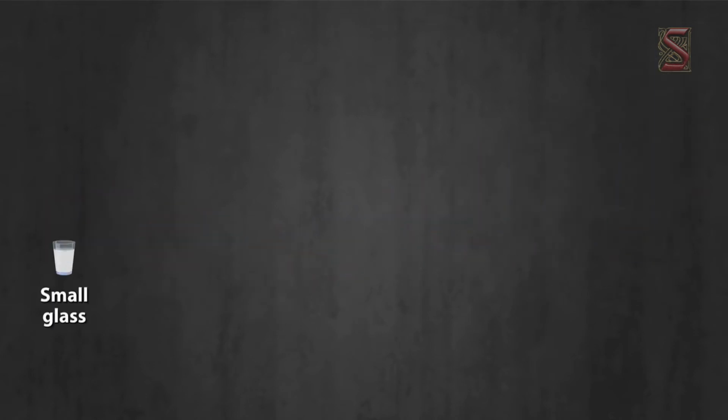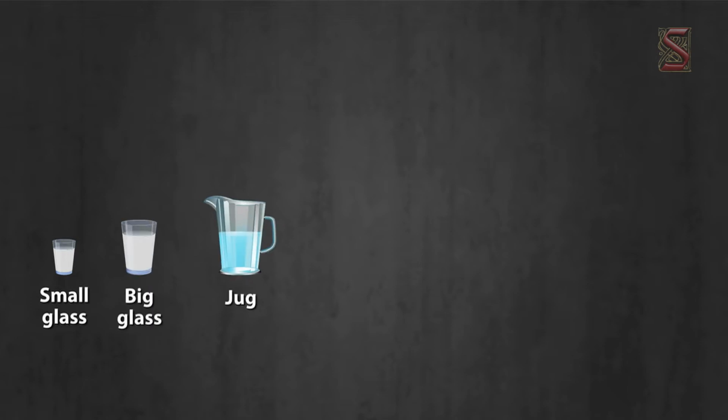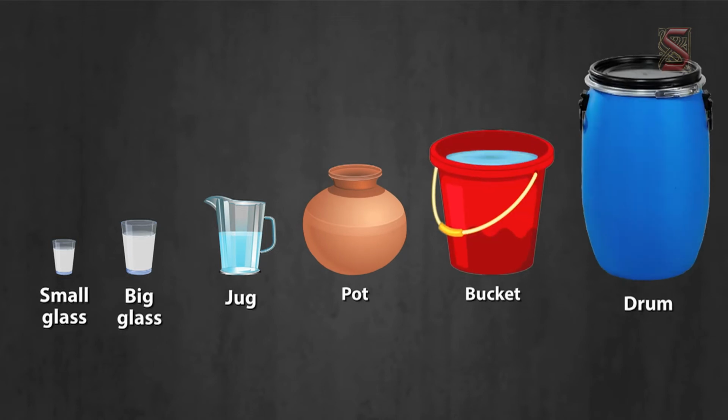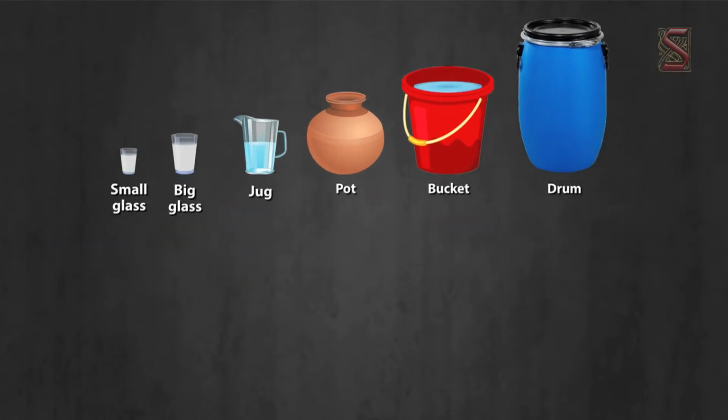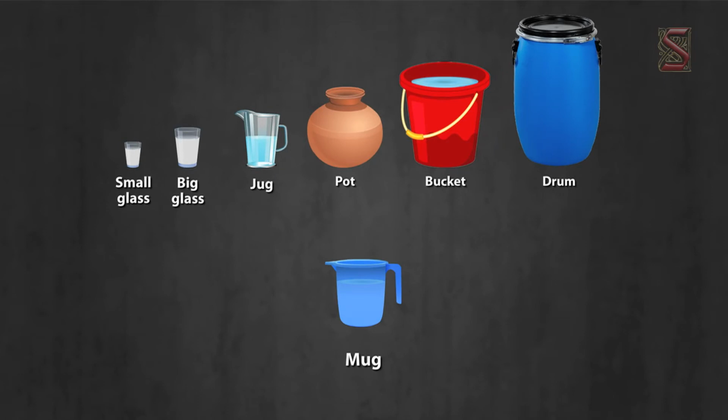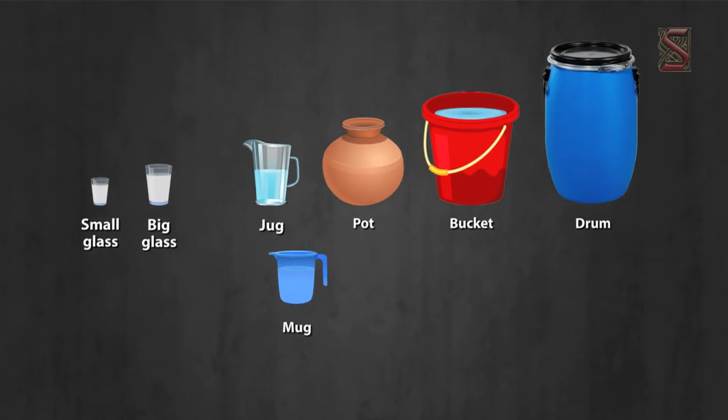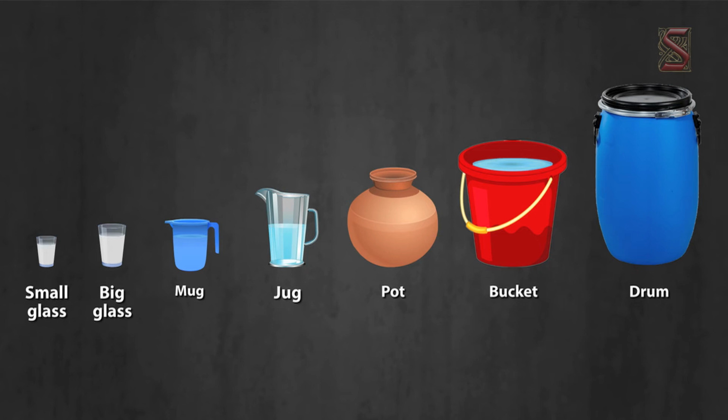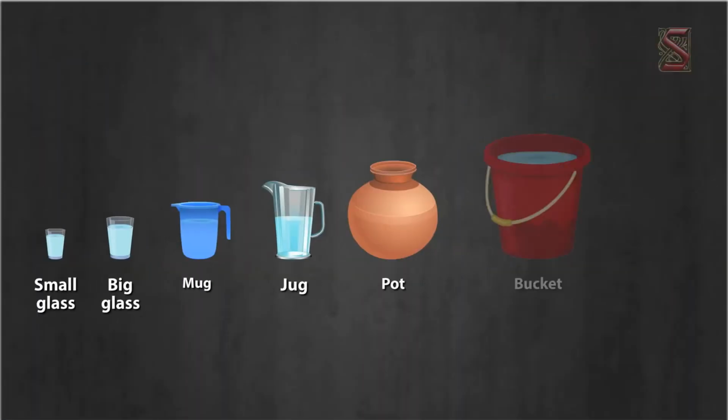Okay, Oaks. Small glass, then big glass, next jug, next pot, next bucket and drum. Chintu, you forgot mug. Oh yes, Oaks, mug will come after big glass. Correct, Chintu. I will show you one vessel.